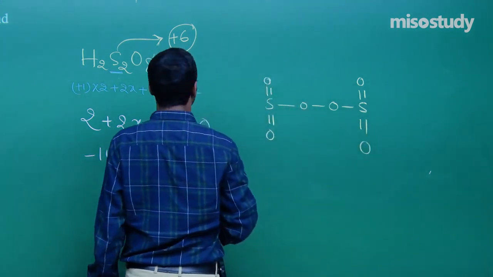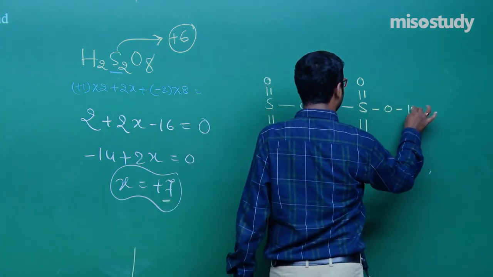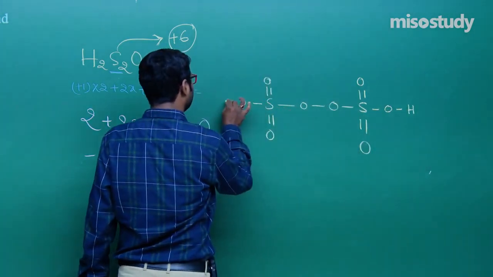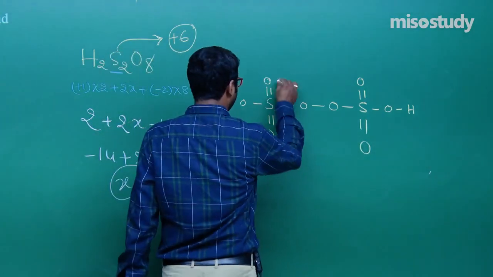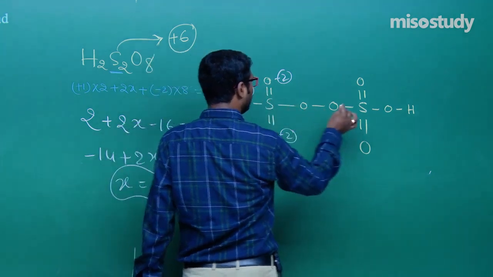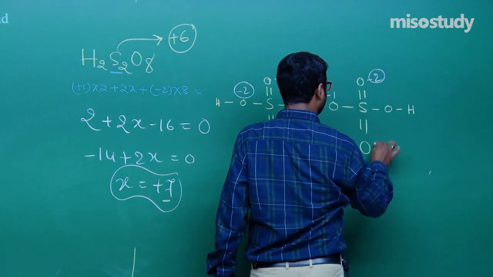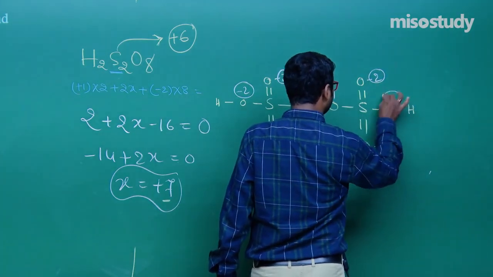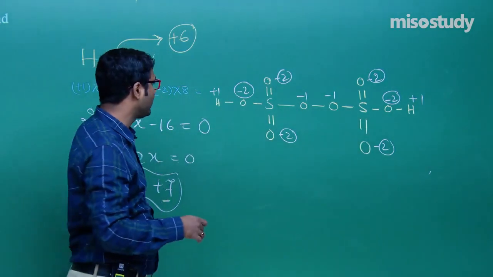Involvement of H2S2O8, that is O, that is H. Check out these things, whether this is the structure or not. Minus 2, minus 2, minus 2, clear to you? Minus 1, minus 1, minus 2, then minus 2, then minus 2, plus 1 and plus 1. Check out whether we are correct or wrong.